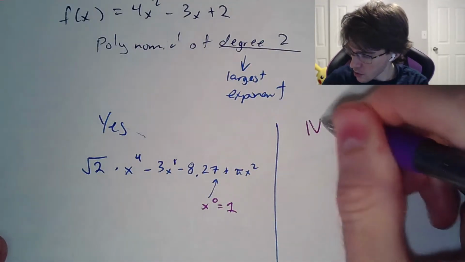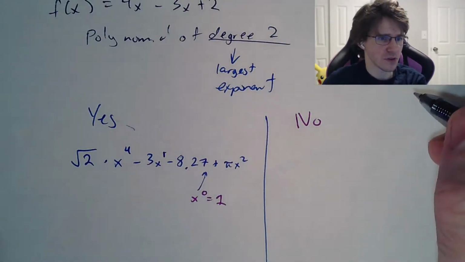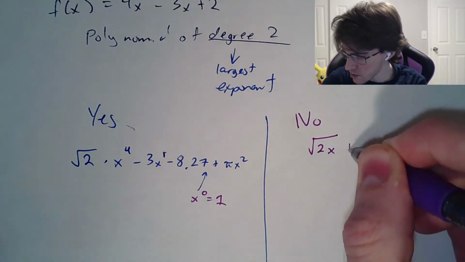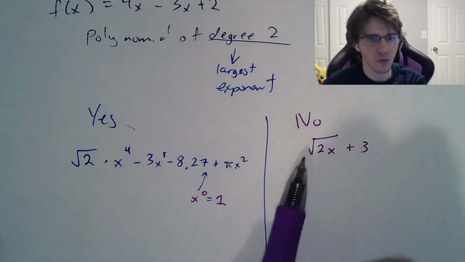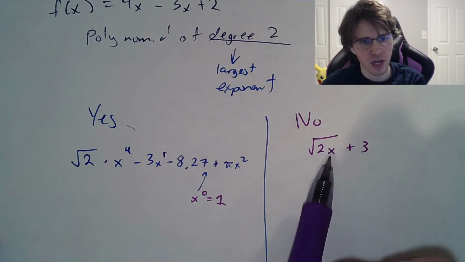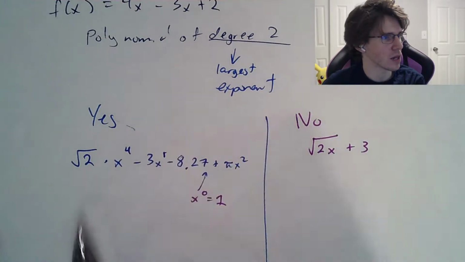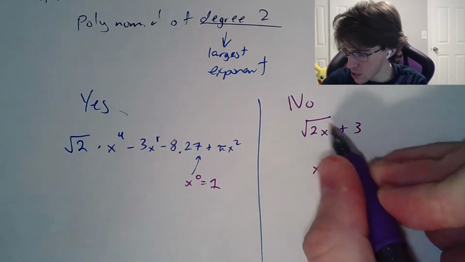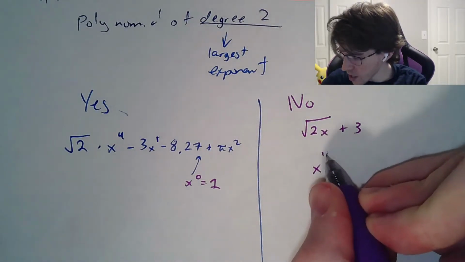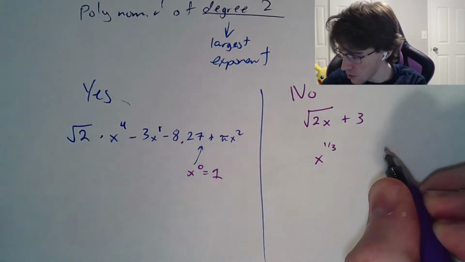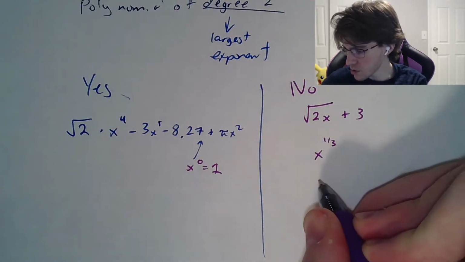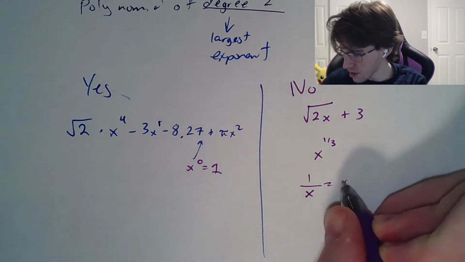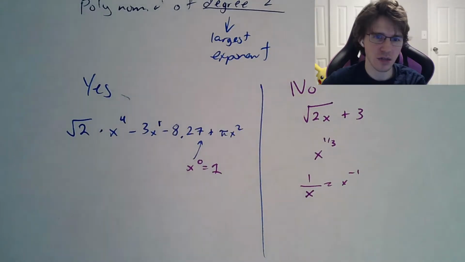If I wanted to say a no, however, there's a very, very close difference. If I instead had the square root of 2x plus 3, now this is a no because the square root goes over the x. If the square root is on top of the x, not allowed anymore, no good. Other things of no's, you can't have any version. This is actually a fractional exponent. You can't have any fractional exponent, so x to the 1/3 is a no. If I were to have like a 1 over x, remember that's the same thing as x to the -1. That's a negative exponent. That's a no-go.